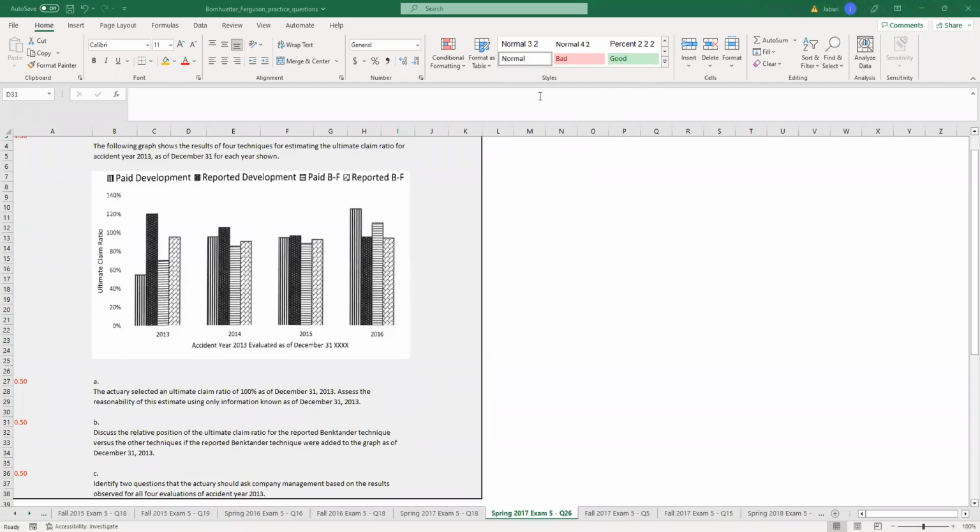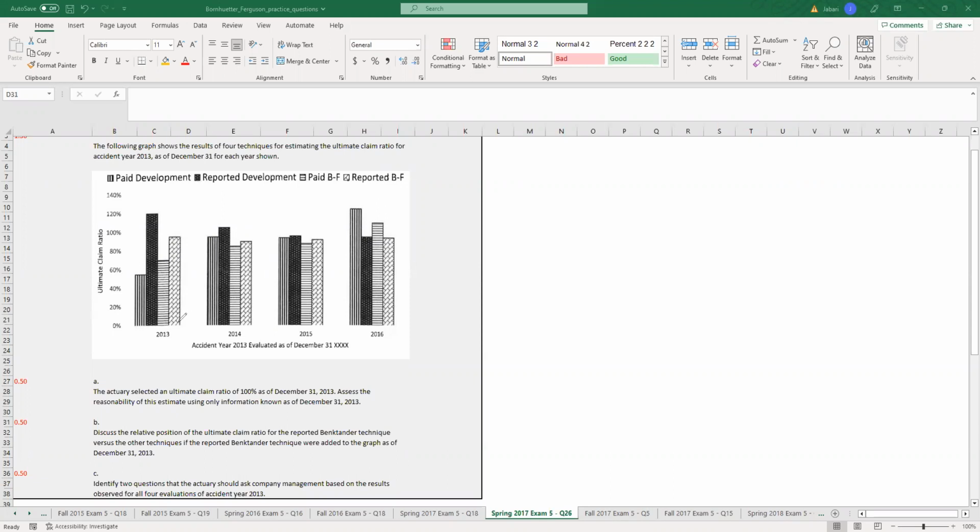Spring 2017, exam 5, question 26. This one's really more of a written response, so I'm not going to type everything out. I'm just going to talk through the answers.